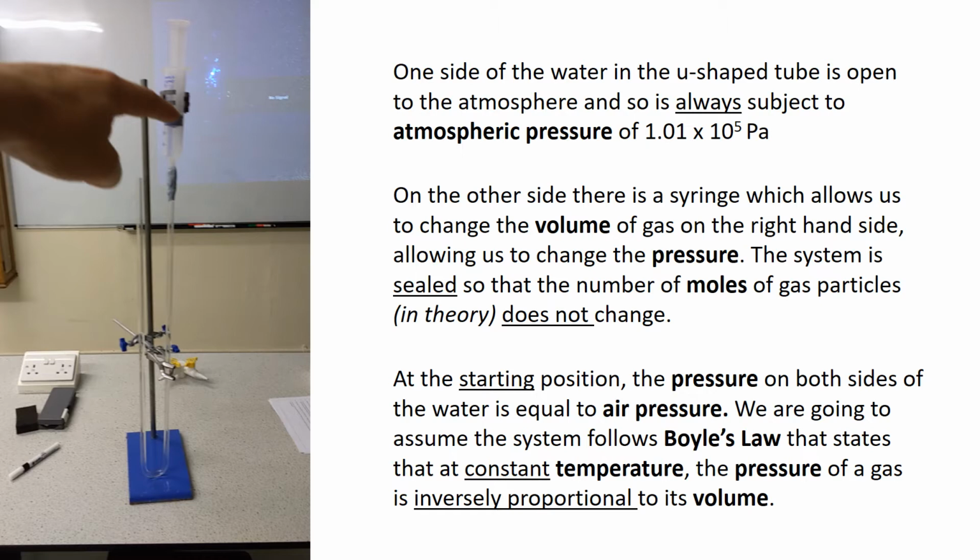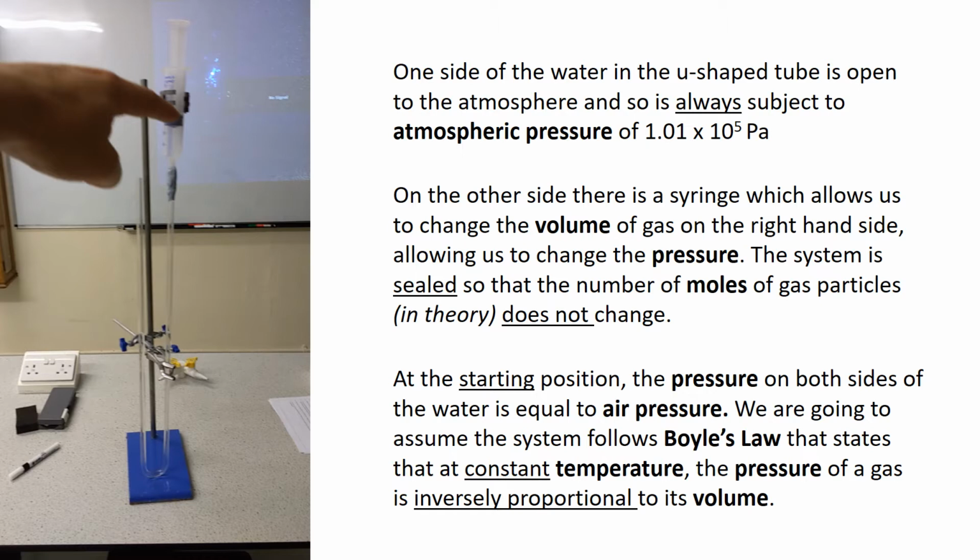So on the left-hand side at the top, it is open to the air. On the right-hand side, it is sealed and connected to a syringe, which is going to enable us to vary the volume of the gas that is above the water in the U-shaped tube. And by varying the volume, it's going to allow us to vary the pressure. And we're going to look in this video at how the system responds to changes in pressure.